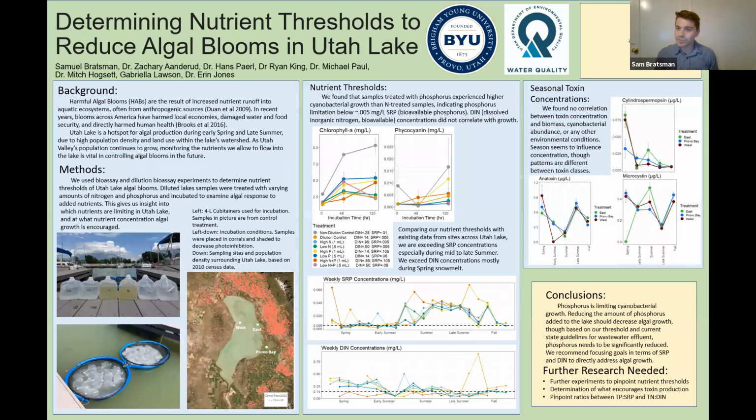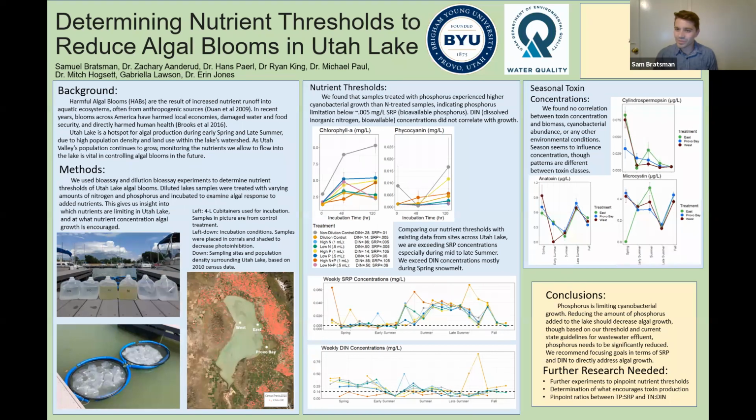So that was just part of the experiments that we did and part of the data that we collected. But we did establish that phosphorus was the limiting nutrient for cyanobacterial growth. So we believe that if we reduce the amount of phosphorus that we're putting into the lake, we can significantly reduce the amount of blooms that are occurring and the intensity of these blooms.